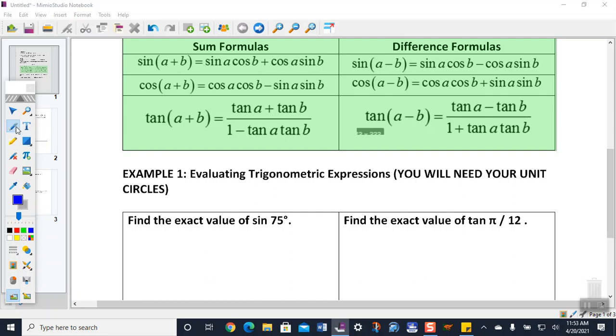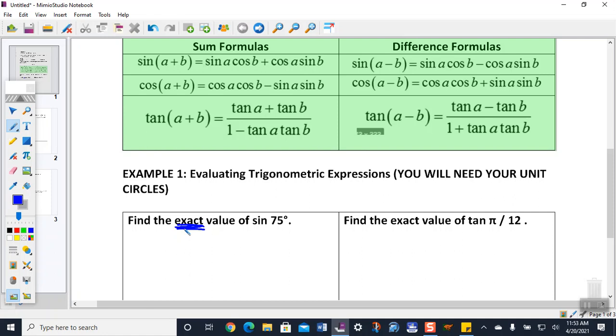It says find the exact value of what? If I punch that in my calculator, it would give me a decimal. That decimal is simply an approximation, but it's going to be really, really close. Take a look at your unit circles, kids. Do you see 75 degrees anywhere in your unit circle? No, not at all.